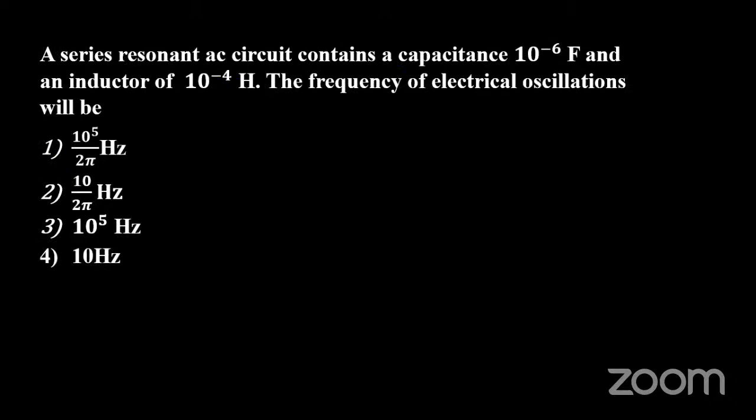A series resonance circuit consists of a capacitance and an inductor, values given. The frequency of electrical oscillation is given by, quite a simple one, f equals 1 by 2 pi root LC. See, in the answer the denominator 2 pi should come, and that is there only in option 1 and option 2. So substituting, 1 by 2 pi root L, which is 10 power minus 4, and this is 10 power minus 6. Minus 10 goes to the numerator, I have 10 power plus 5, which is there in option 1.